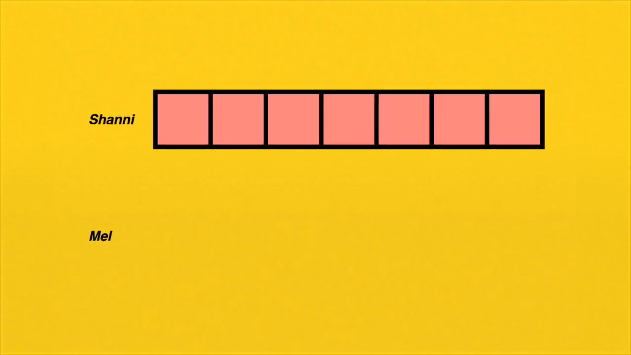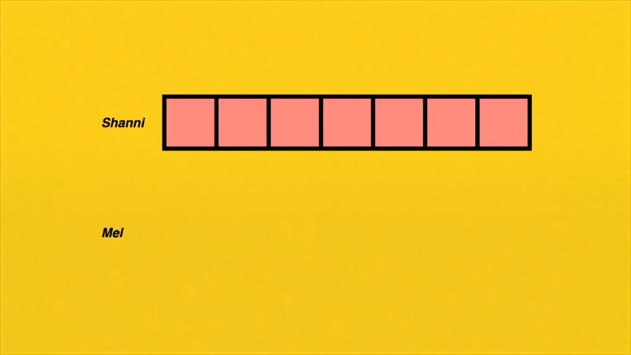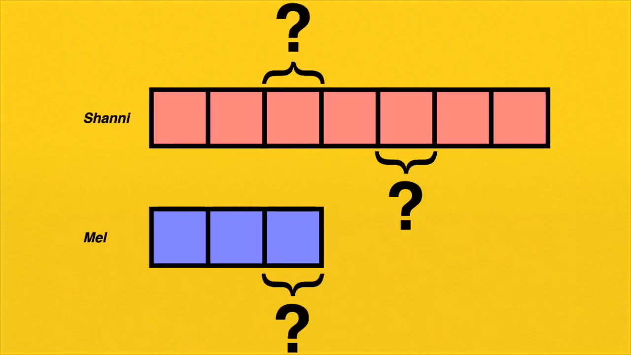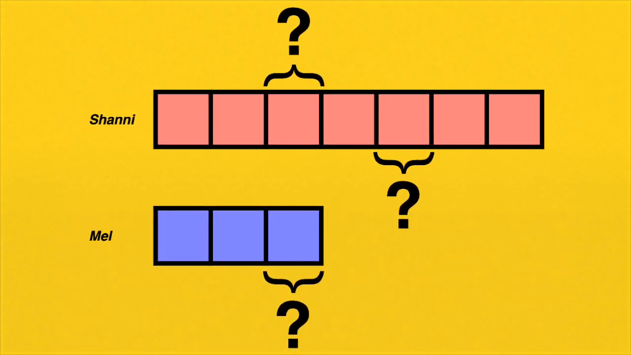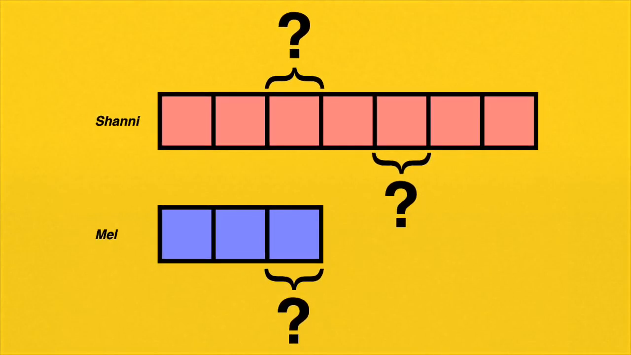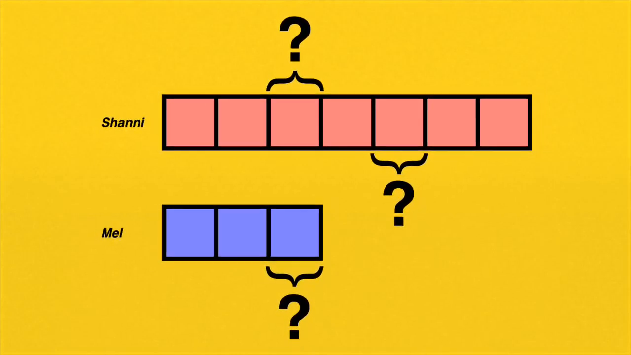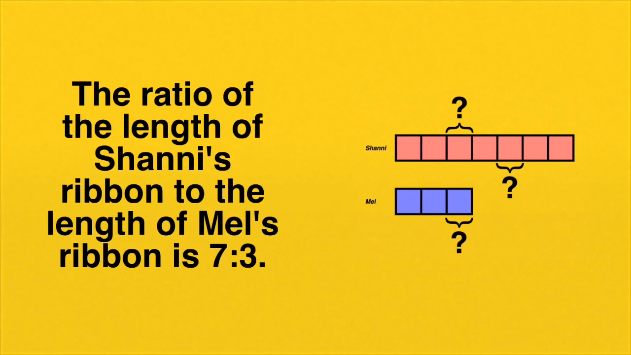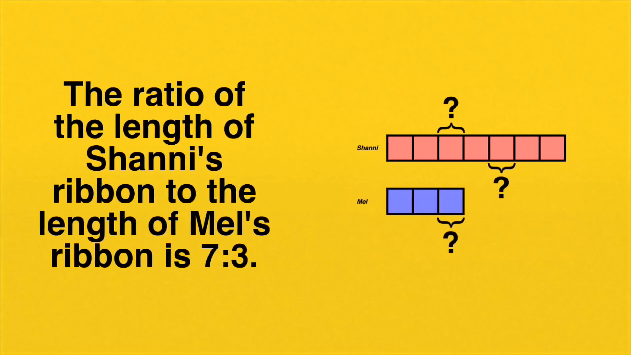But we can also do this using a tape diagram if we wanted to. Here's Shawnee and Mel. Here are Shawnee's 7 units of length, and here are Mel's 3 units of length. Notice I used the word unit. That's because, well, were we told what each unit was actually worth? The ratio of the length of Shawnee's ribbon to the length of Mel's ribbon is 7:3. Well, that's great, but 7 what?